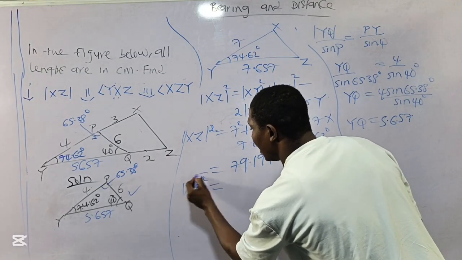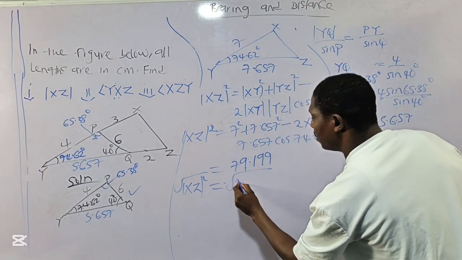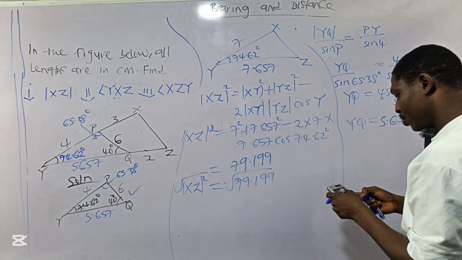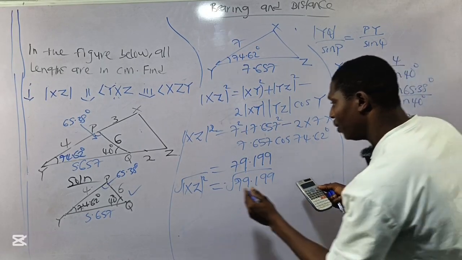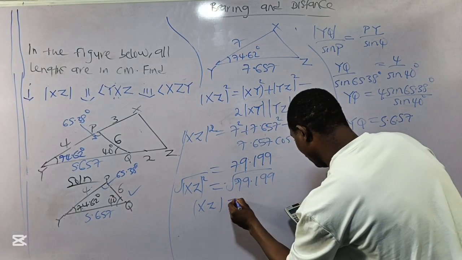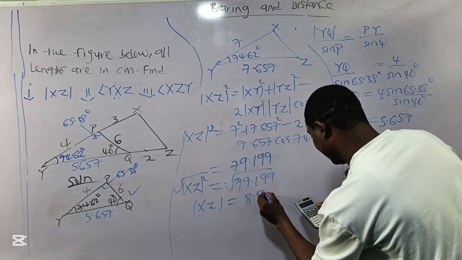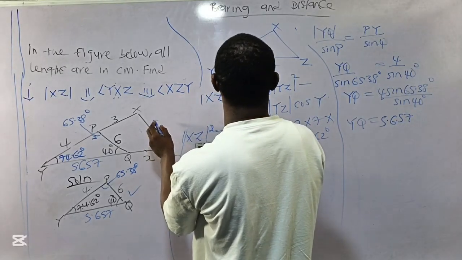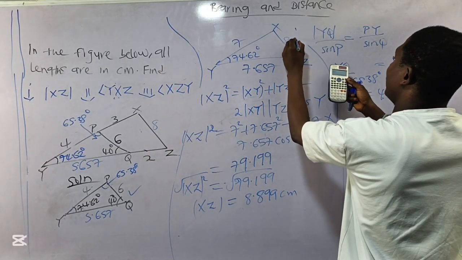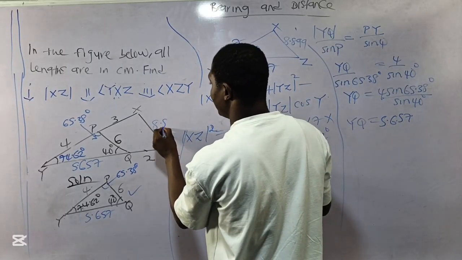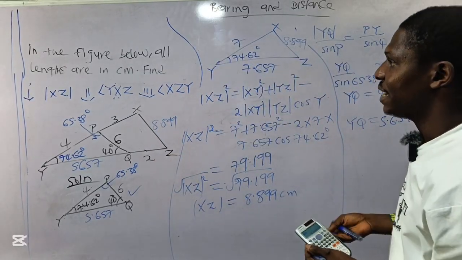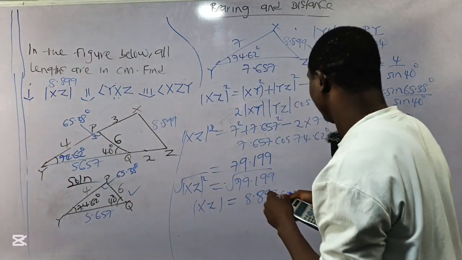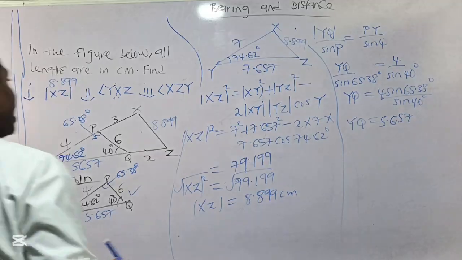So I'm looking for SZ. I must take the square root of both sides. 79.199, so my square root of the answer will give me SZ equals 8.899 centimeters. Now I've gotten my first side, 8.899. First question asked. Now let's check for the angles.